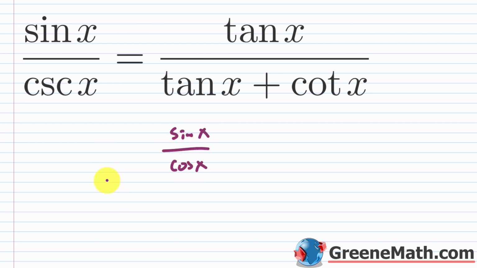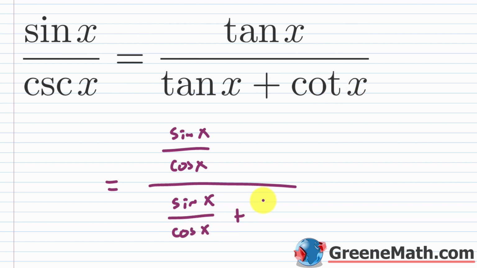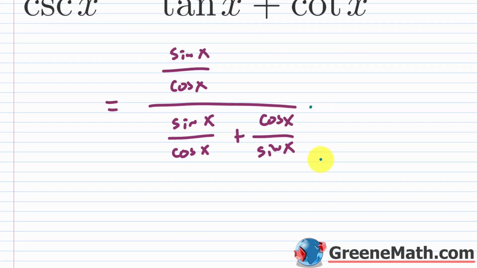Let me move this over here just a little bit for the formatting. So then the tangent of x, again, this is the sine of x over the cosine of x. And then the cotangent of x, that's going to be the cosine of x over the sine of x. Okay, so again, we have a complex fraction. So think about the LCD. You have cosine of x and sine of x for the denominators. So the LCD there is the cosine of x times the sine of x.